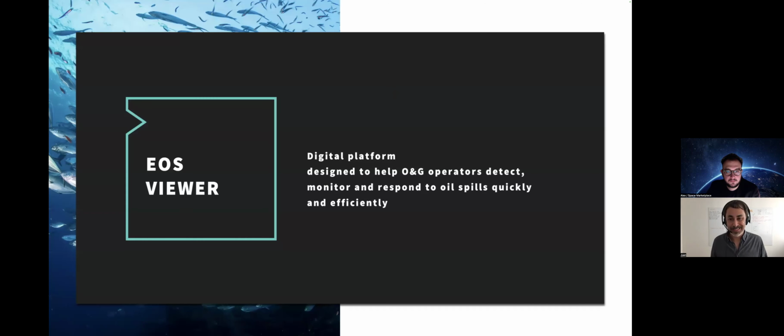In order to address this issue, we have designed this product, which is called EOS Viewer. It is a digital platform, a web platform designed to help oil and gas operators detect, monitor, and respond to oil spills quickly and efficiently. That is the goal of the product. The company itself was founded by former Coast Guard officers, so we had the opportunity to be in contact with the problem in the field.